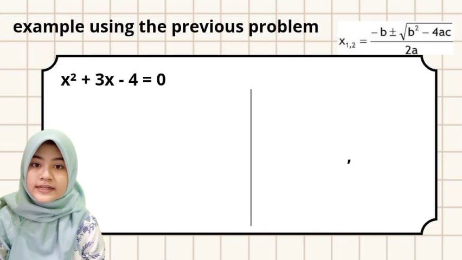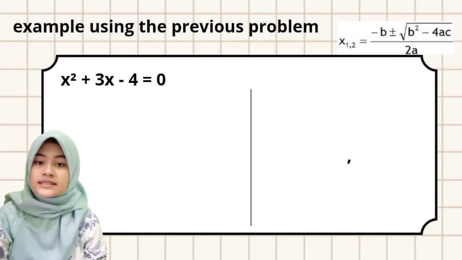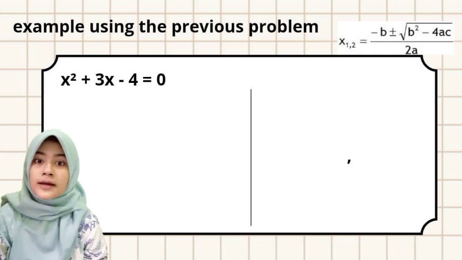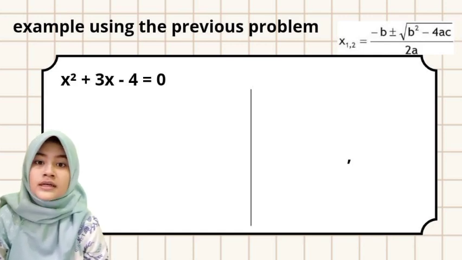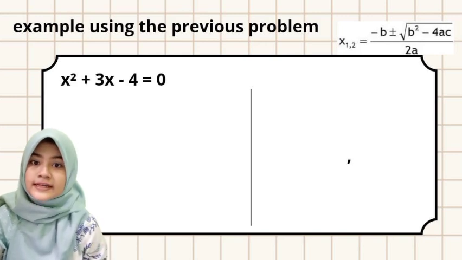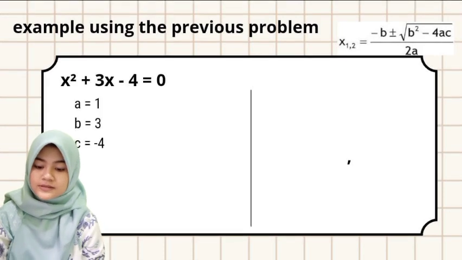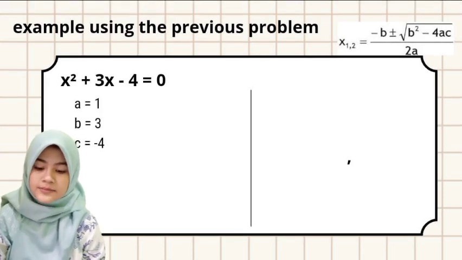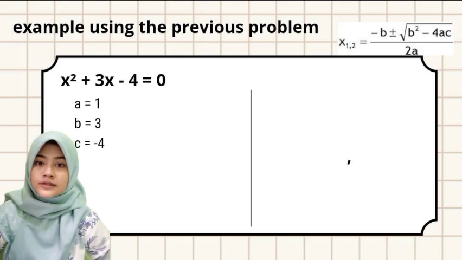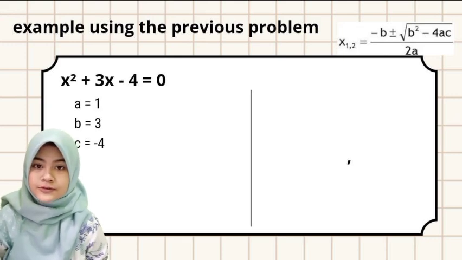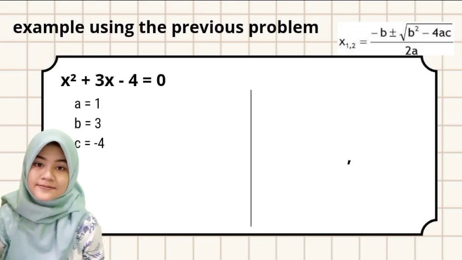And we have another example using the previous problem. That is x to the power of 2 plus 3 times x minus 4 equals 0. As usual, we have to find a, b, and c for the first step. So, the a is 1, b is 3, and the c is minus 4. Now, we can substitute a, b, and c into the ABC formula.